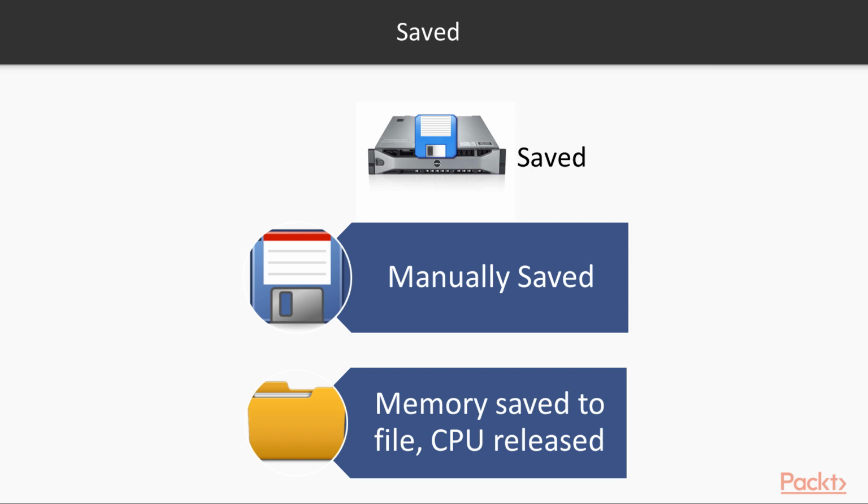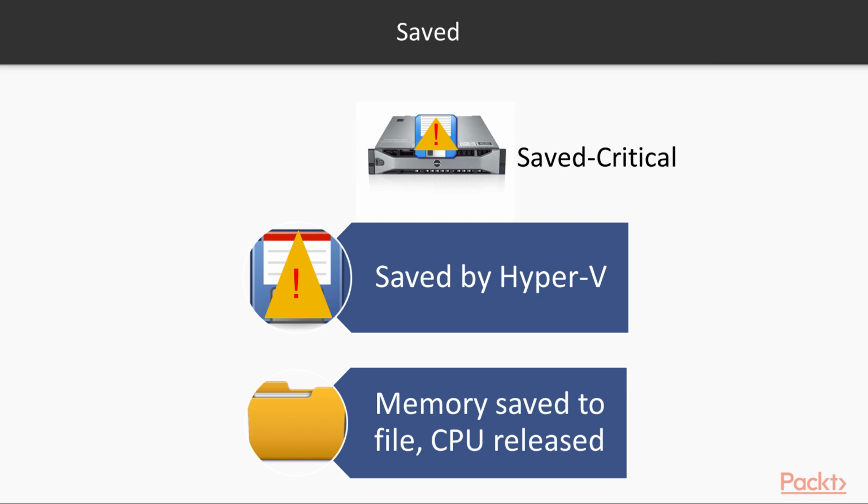Saved is the last state that a virtual machine can enter. In this mode, the virtual machine releases CPU and memory resources. Memory that the virtual machine had used prior to being saved is written to a file on the Hyper-V host and reread when the virtual machine is restarted. A virtual machine can enter the saved critical state if the virtual machine was in a saved state the last time Hyper-V was able to connect to it.